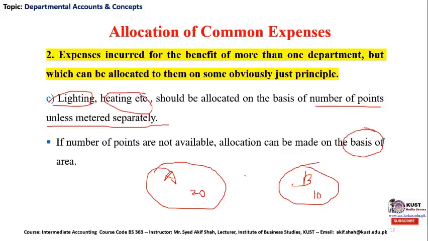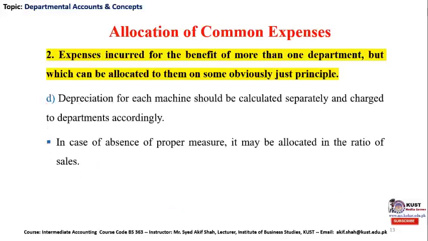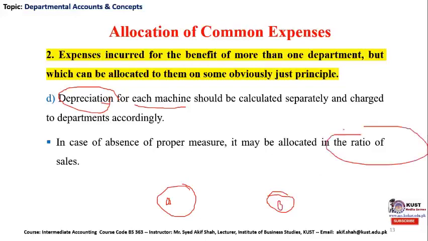Like if Department A has, let's suppose, 20 square yards of area and Department B has 10 square yards of area, then once again we can divide the lighting and heating expense on the basis of the ratio of area occupied. Condition D states what to do for depreciation expense. Depreciation for each machine should be calculated separately and charged to each department. We have to compare two different departments, once again Department A and Department B. In the absence of a proper measure, it may be allocated in the ratio of sales.